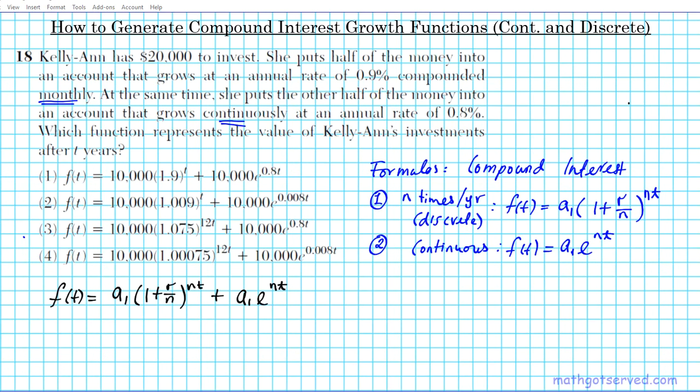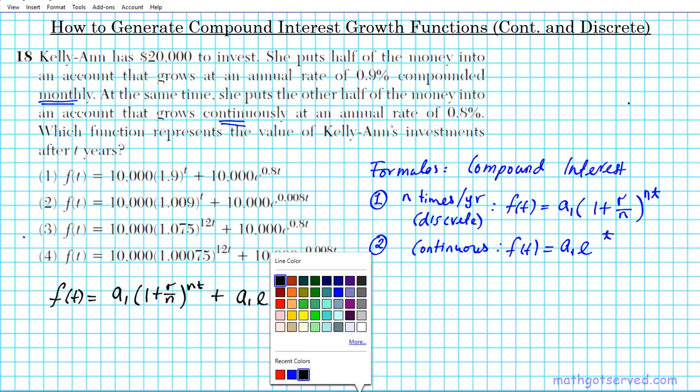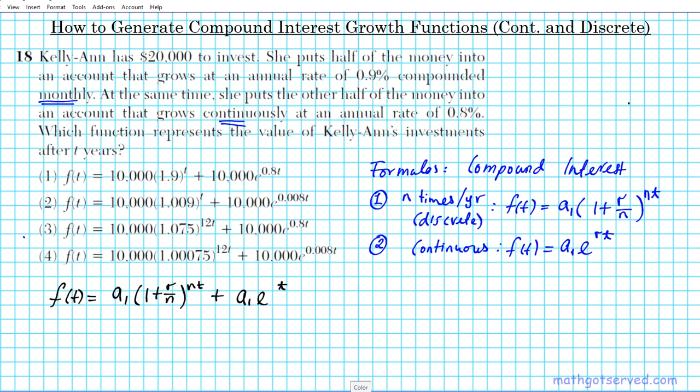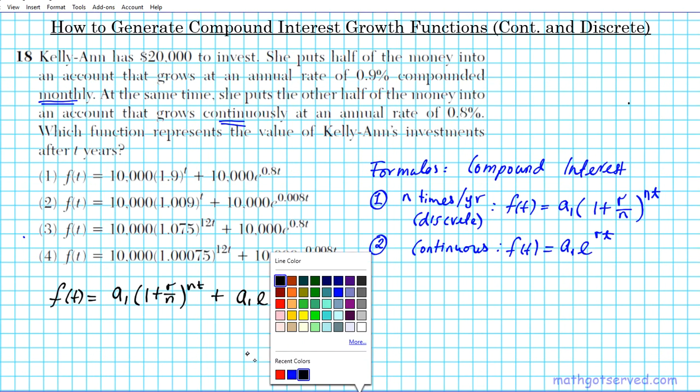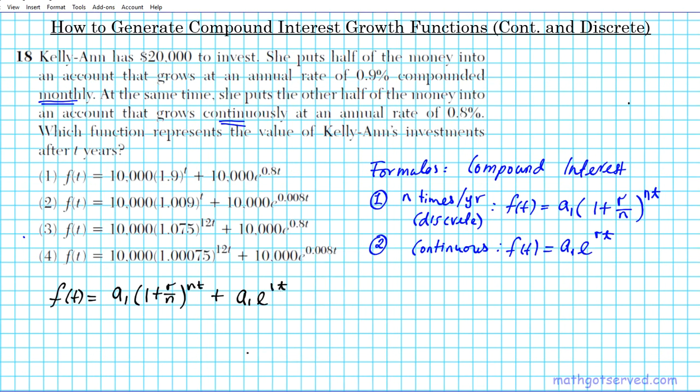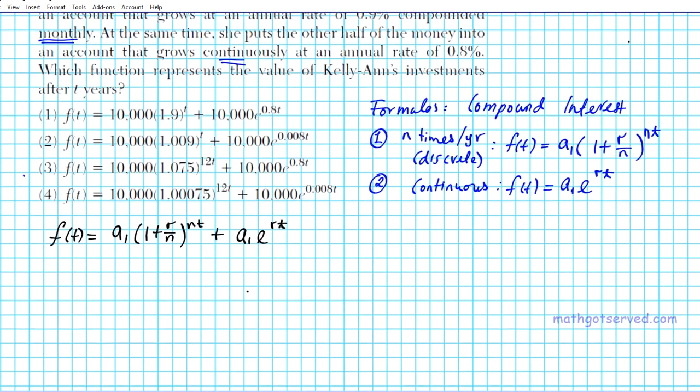Oh, real quick correction. I made a mistake with my formula. So it's rt, not n. This is supposed to be r, and that's supposed to be r. So a1 e to the rt, and this right here is a1 e to the rt. All right, so let's go ahead and write down all the knowns and unknowns for both scenarios, and then we just plug it in and see what the final answer is.